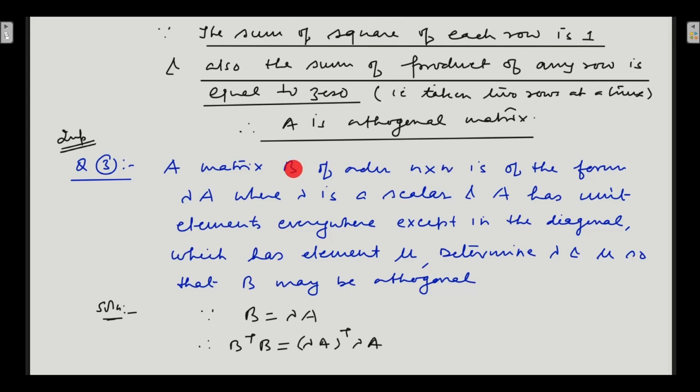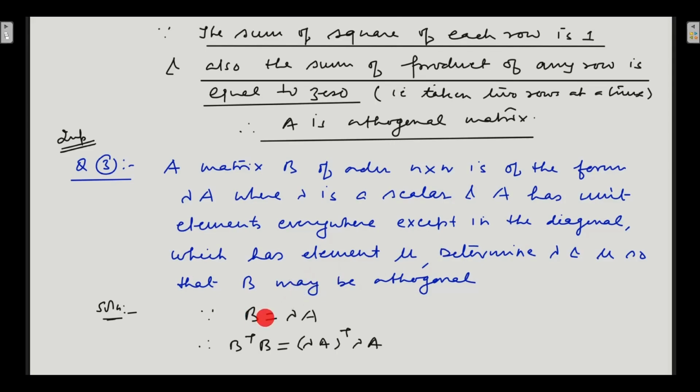So there is a matrix B whose order is n cross n and it is of the form lambda A as shown over here, where lambda is a scalar and A has unit elements everywhere except in the diagonal. At the diagonal, the element is mu, but in other places except the diagonal, the elements are 1. So we have to determine lambda and mu so that B may be orthogonal.